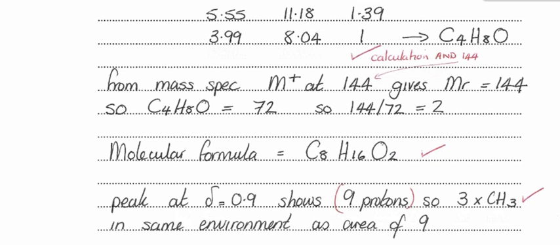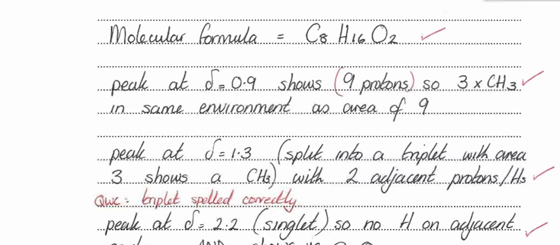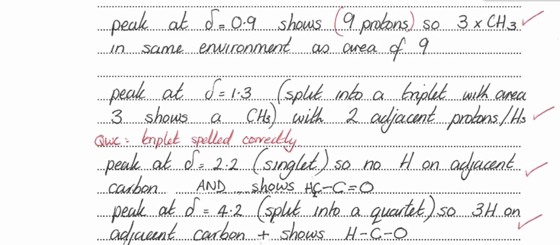Going on then to look at each of these peaks, we've already talked about them. This is how you need to set them out really. So the peak at delta equals 0.9 shows 9 protons, so 3 CH3s in the same environment, as it has an area of 9. So you're essentially putting down everything. Chemical shift, you're saying it's 3 CH3s and that they must be in the same environment. Get all of these ideas down, because I know they're in your heads. Get them onto the paper.